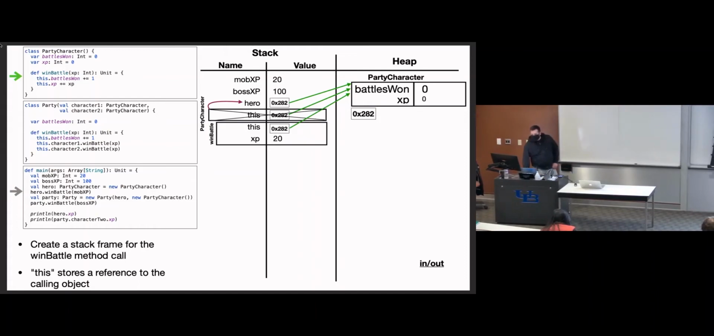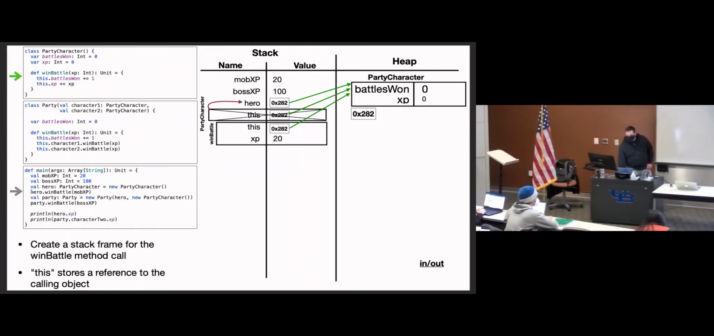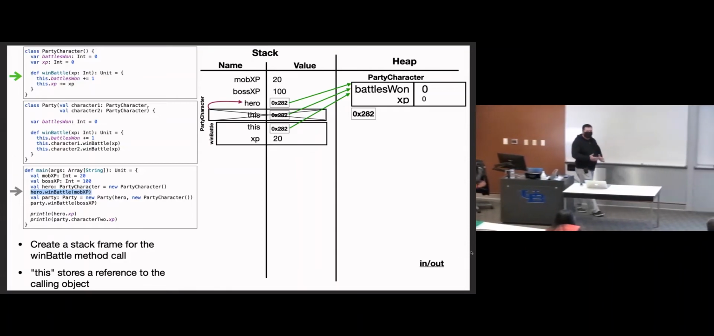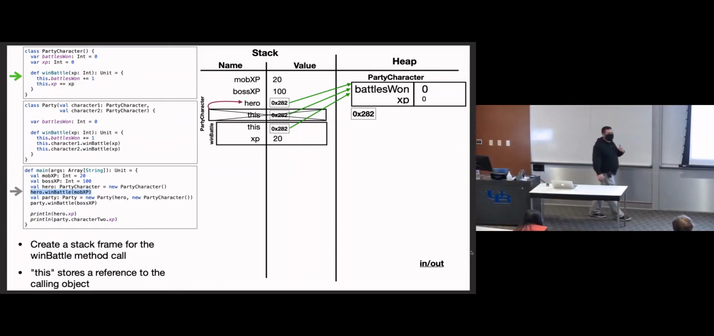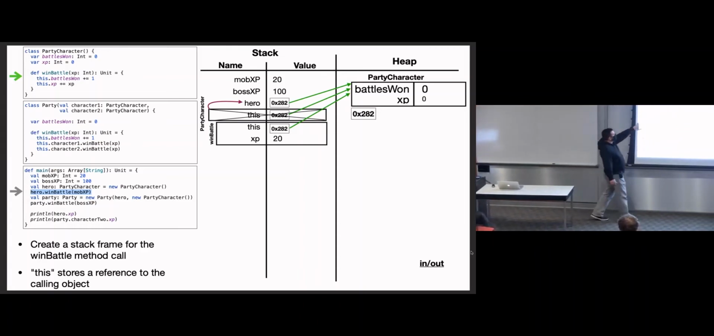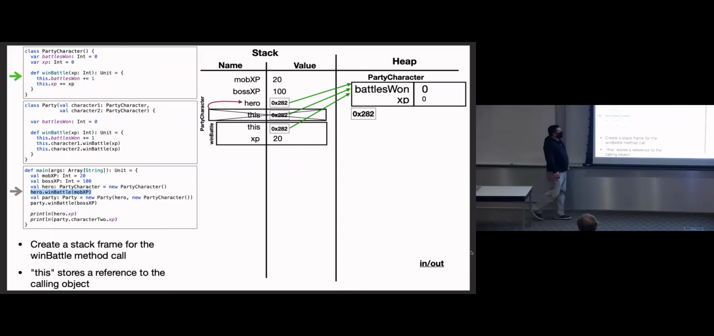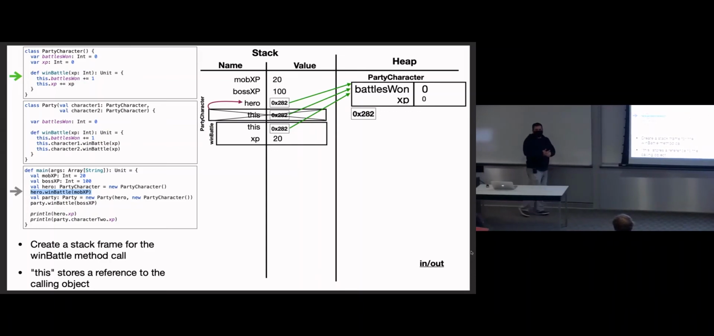All right, our next line, hero.winBattle of mob XP. We haven't seen too many examples of this. Hopefully it's starting to become a little familiar, but this I expect to be pretty fuzzy still. Hero.winBattle of mob XP. We got quite a bit of stuff to look up here.